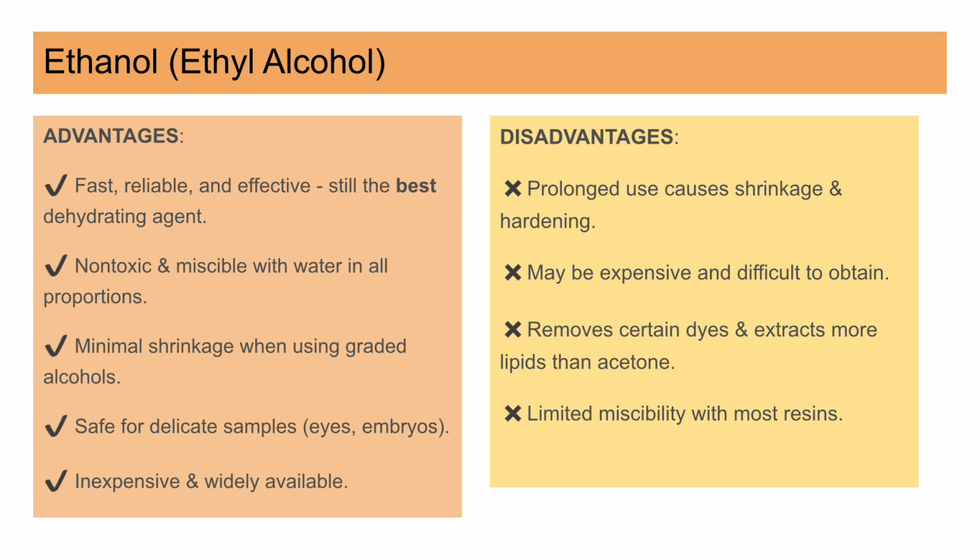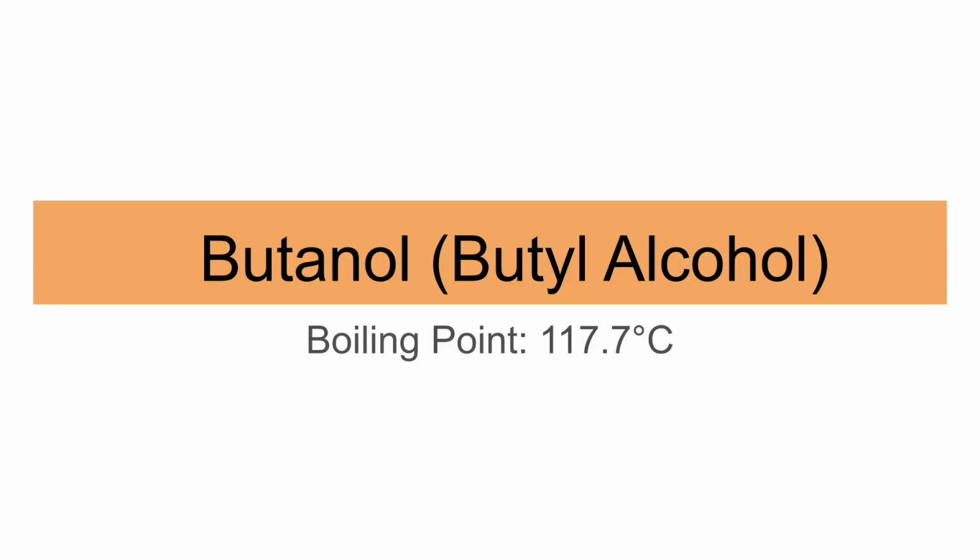However, in prolonged use, it can cause shrinkage and hardening. It removes certain dyes and extracts more lipids than acetone. It has a limited miscibility with most resins. Next is butanol or butyl alcohol with a boiling point of 117.7 degrees Celsius.